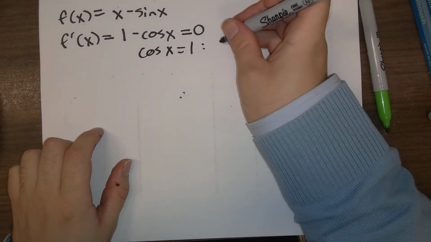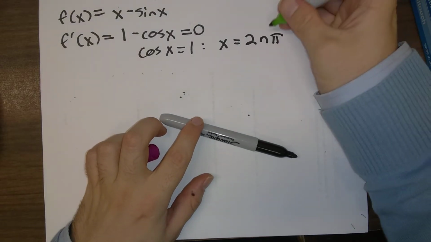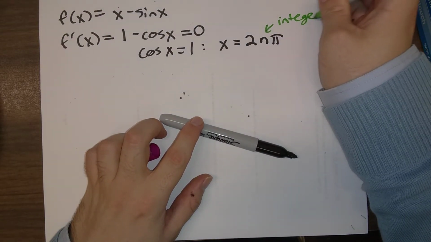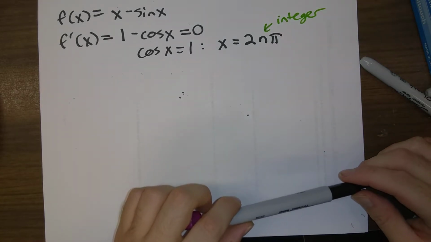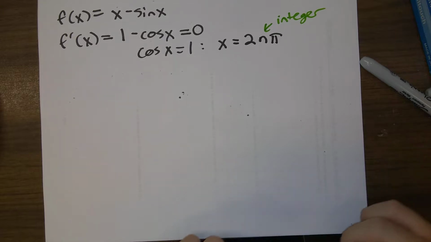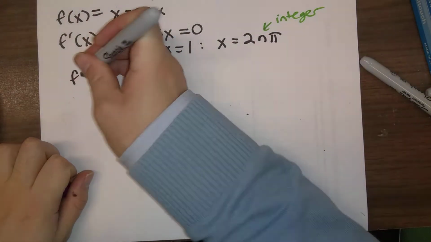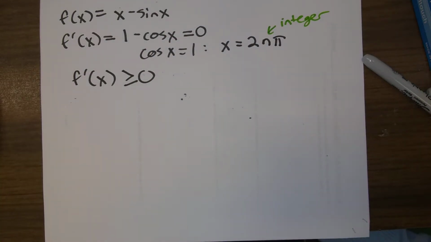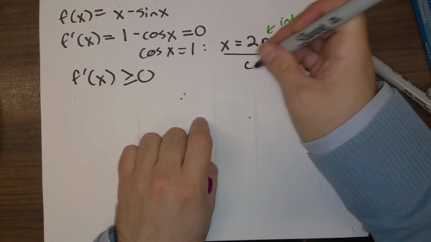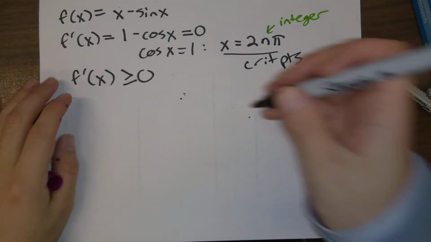That happens exactly when x is 2n pi, where n is an integer. So it happens at 0 and 2 pi and 4 pi and 6 pi and 8 pi, and also at negative 2 pi and negative 4 pi and negative 6 pi. However, f prime of x is never negative. It's either 0 at our critical points, or it's positive at everything that's not the critical points.